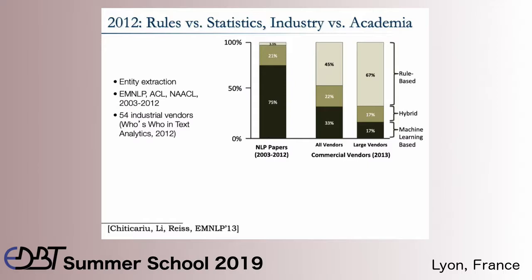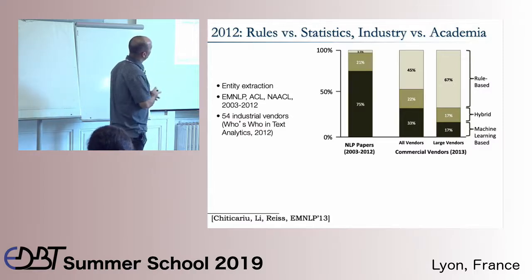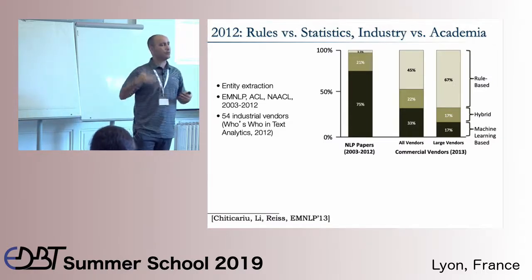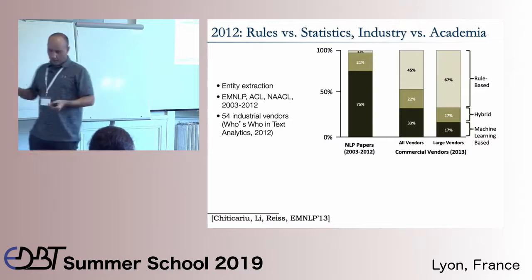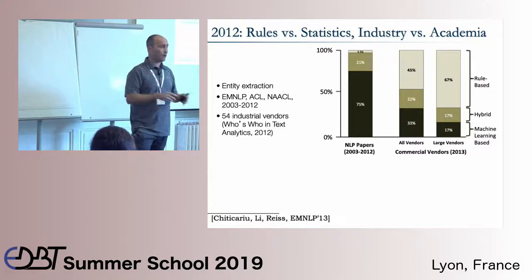So what is this chart showing? The dark area are solutions that are purely machine learning based or statistics based. The light gray area is systems that are purely rule based, paradigms that are purely rule based, and in between you have the hybrid, which include all of these ideas of incorporating the rules with some automation, hybrid systems.